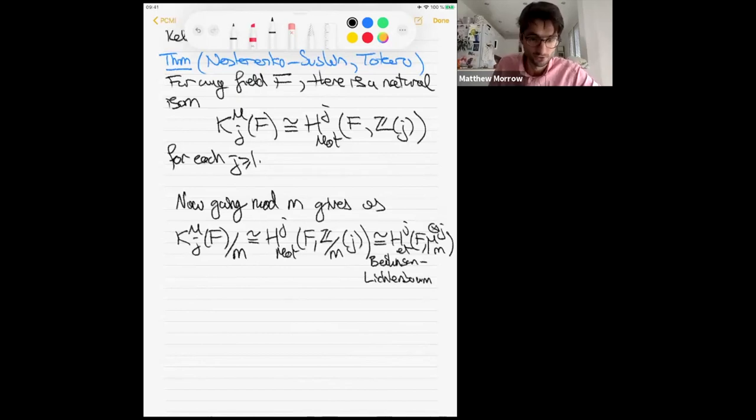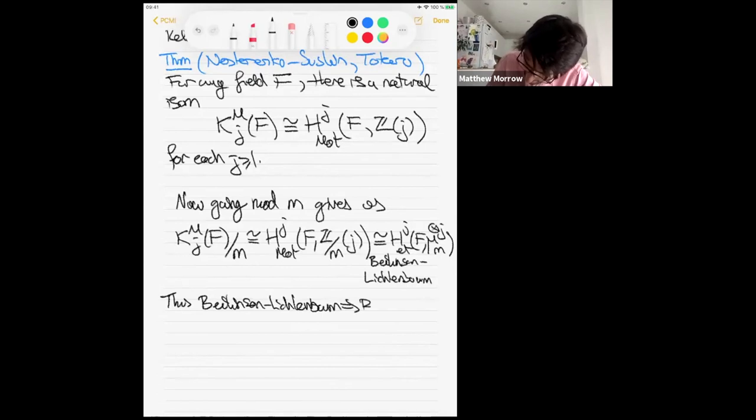But in fact, more is true. Let me write down what we've really done. So thus, Beilinson-Lichtenbaum implies Bloch-Kato. But the converse is basically also true.